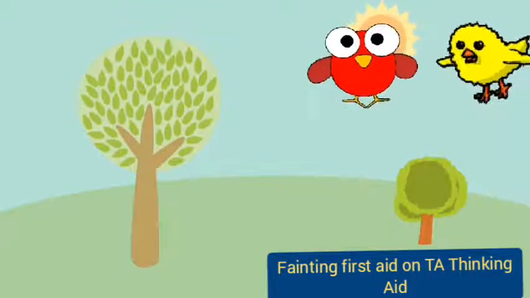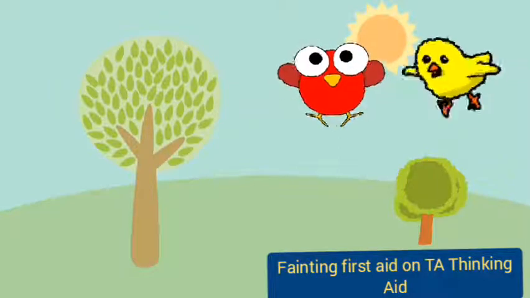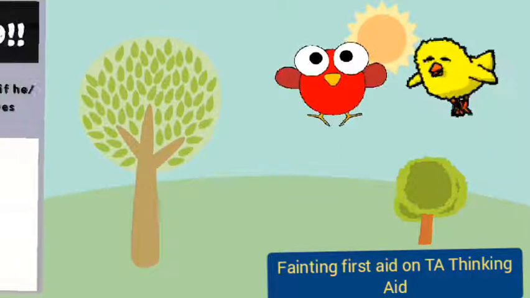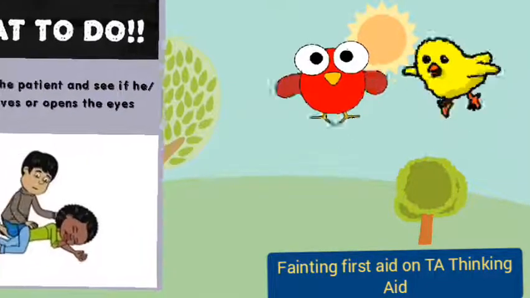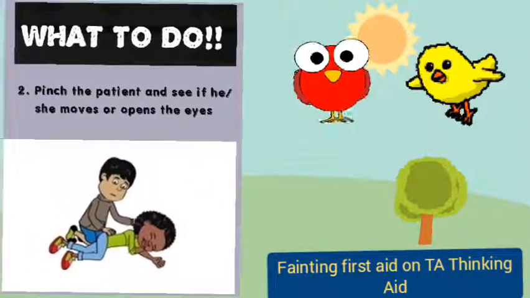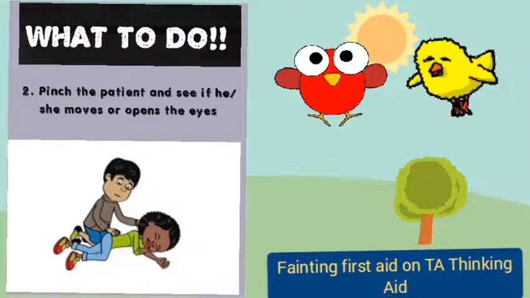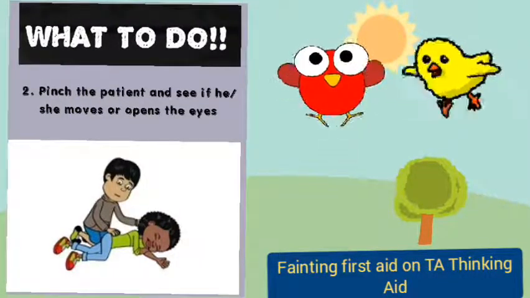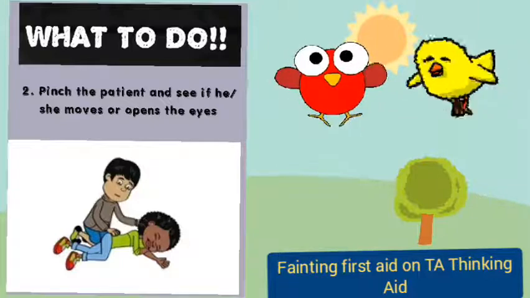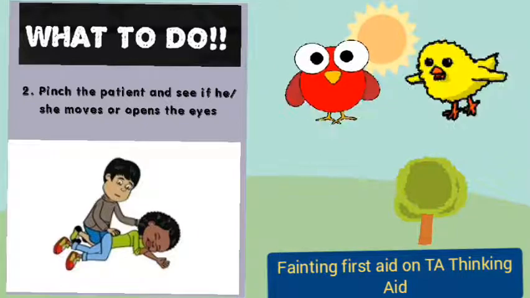The next thing that you will have to do for somebody who has just fainted, after helping them lie on the ground, is to pinch them so that you are able to see if they are able to move their eyes. Now, this is very important because it helps you to plan how quickly, or what emergency procedures, you have to carry out on this patient who has fainted.